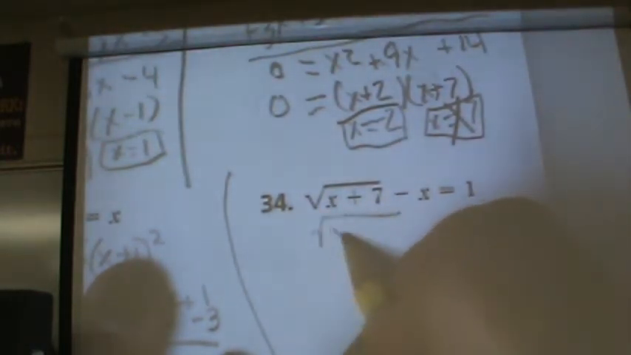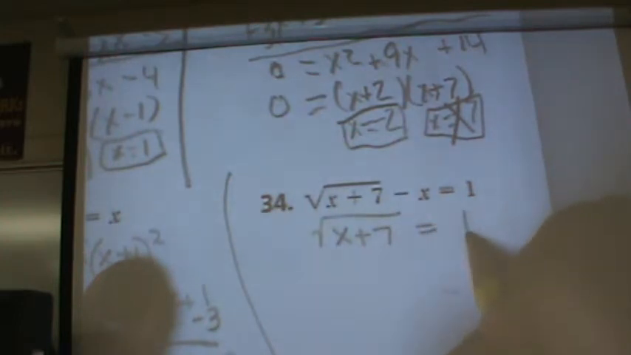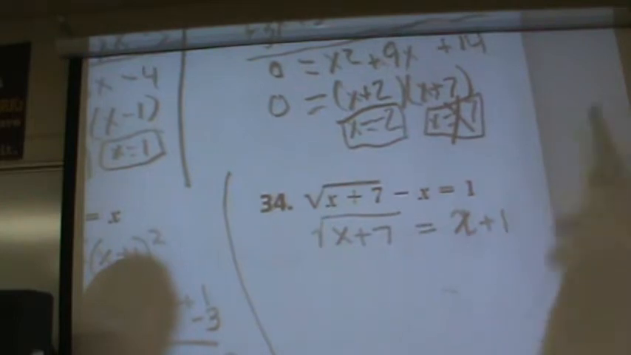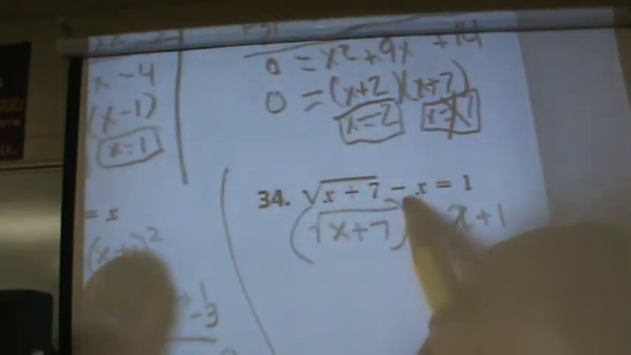And the last one, help me out. Add x. X plus 7 equals x plus 1, or 1 plus x. We like to put the variable first. Then what? Square both sides.